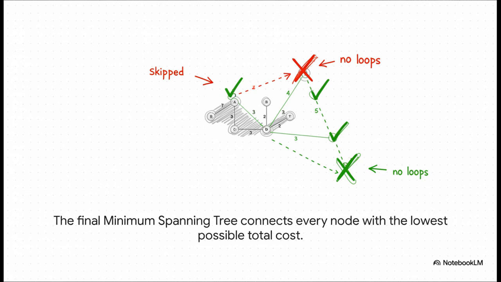And here is where that no loops rule becomes so important. The next cheapest edge costs 4, but look what happens if we add it. It creates a closed triangle. That's a loop, so we have to skip it. Same thing for the edges that cost 5 and 6. Adding them would also create circuits, so we greedily reject them. Finally, that edge with a cost of 7 connects our last point, and bam, the network is complete.